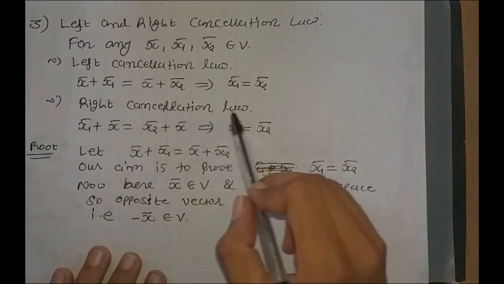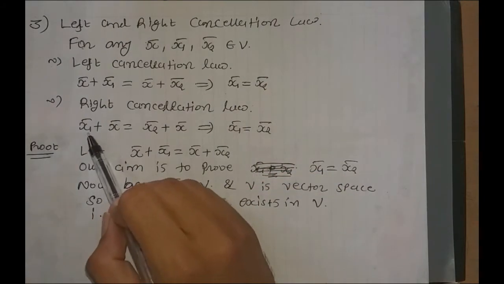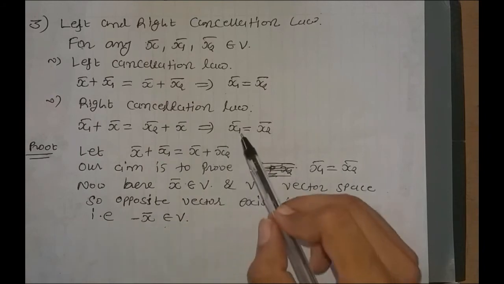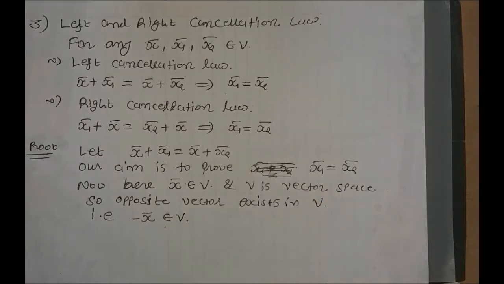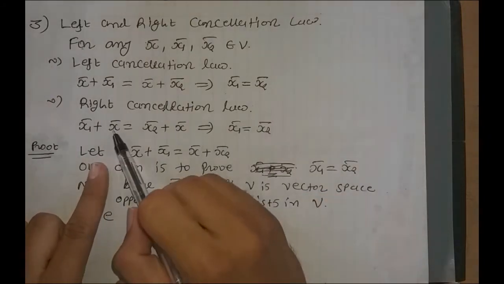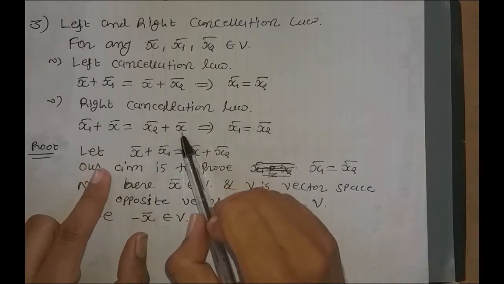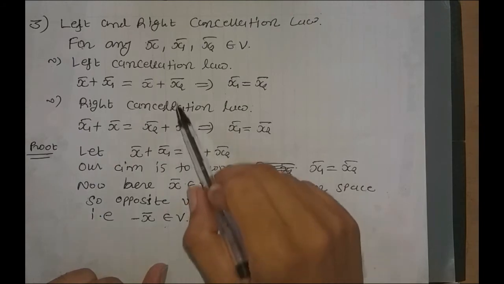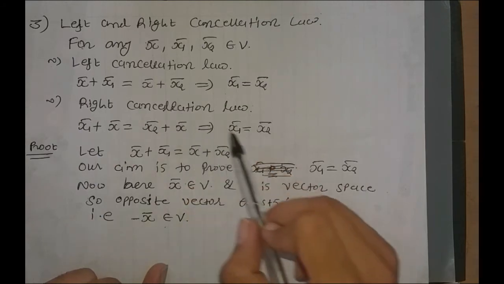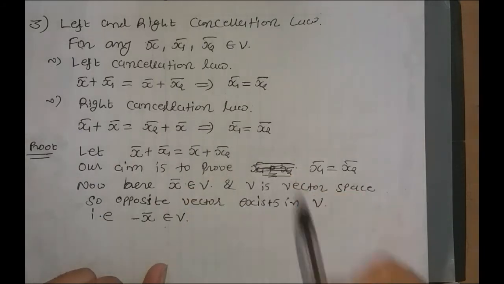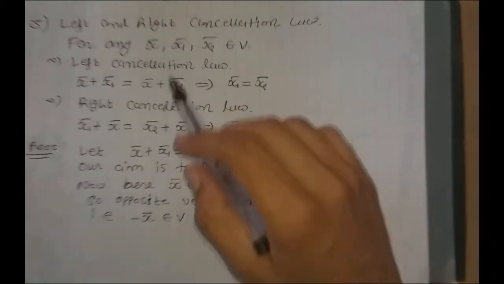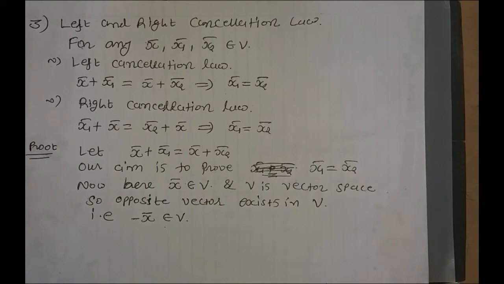Now the right cancellation law: if x1 bar plus x bar is equal to x2 bar plus x bar, then x1 bar is equal to x2 bar. Here x bar is cancelled from the right hand side. So it is called the right cancellation law, and we get the answer x1 bar is equal to x2 bar. Now we will give the proof of this left and right cancellation law.